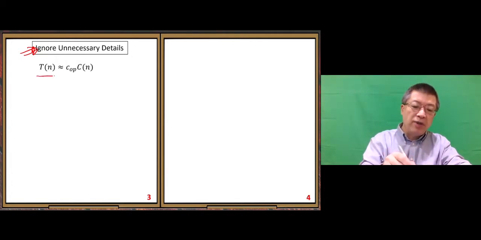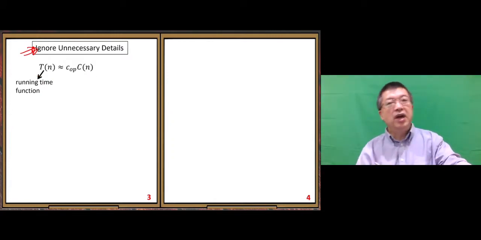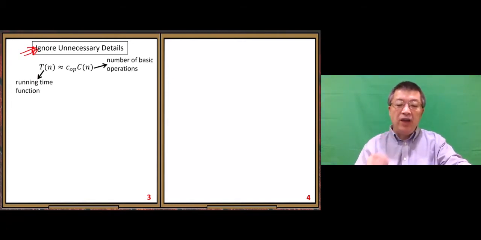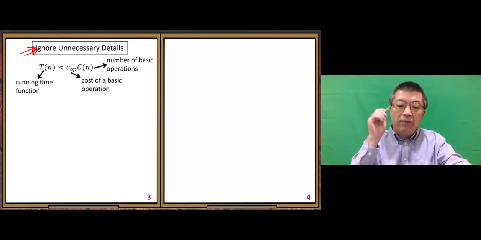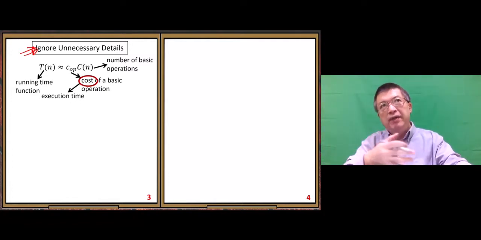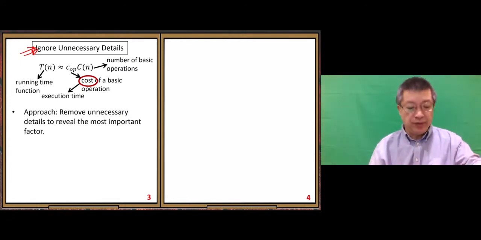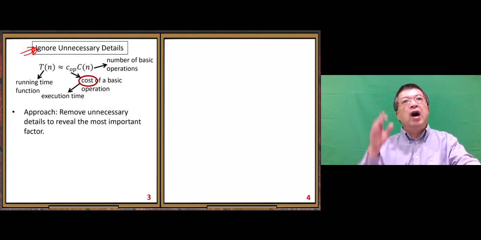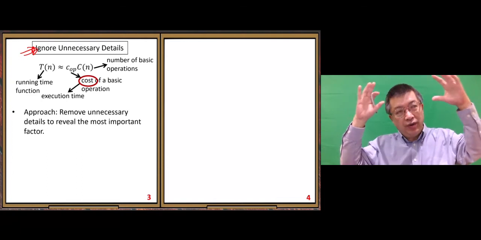First, we start with this approximation formula we got last time, and we record the meaning. T, running time function, C of n, number of basic operations, the constant C op, cost of a basic operation. Here, when we talk about the cost, we mean execution time. We pay that execution time as the cost. The approach we take: remove unnecessary details to reveal the most important factor. That's the high-level principle we will use.